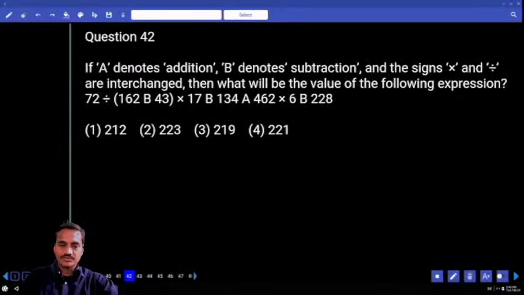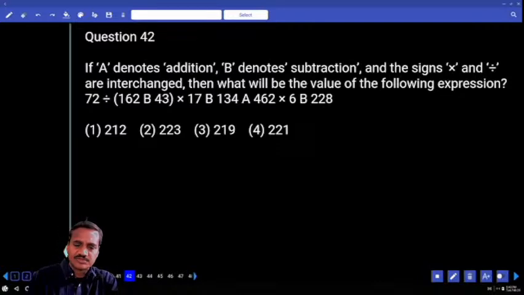Then 42. Now in this 42, division. A stands for division, 72 divided by B stands for subtraction, 162 minus 43. And A stands for addition and B stands for subtraction. Then what is the value of this one? 72 divided by 162 minus 43. Tell me what is the answer here?